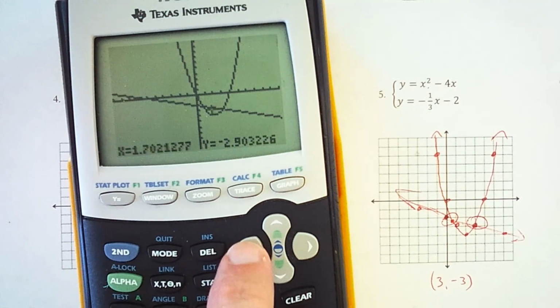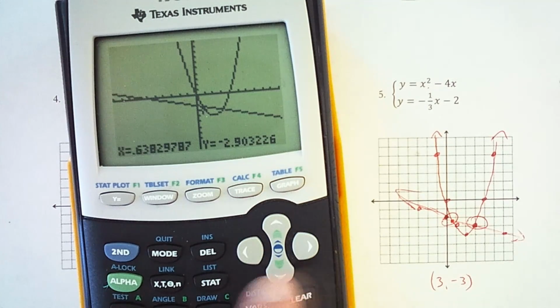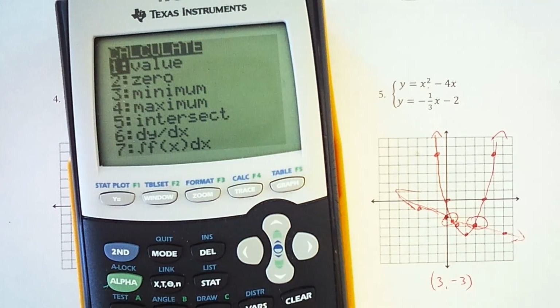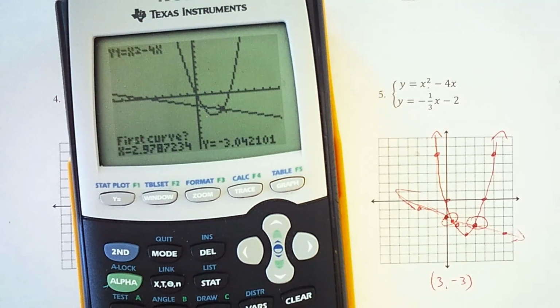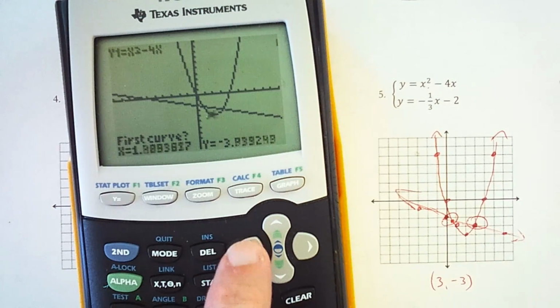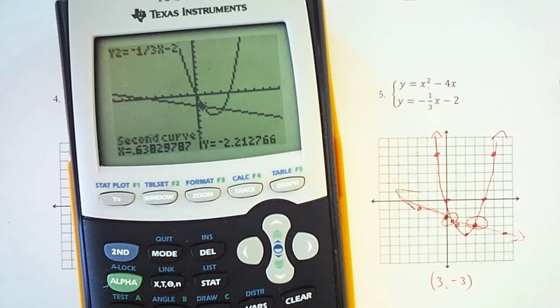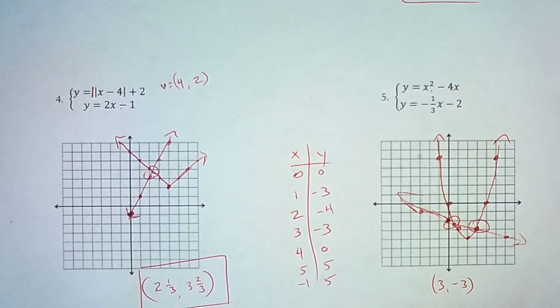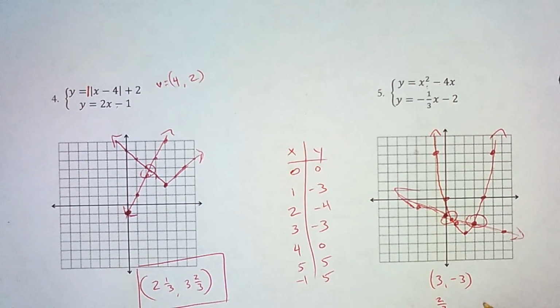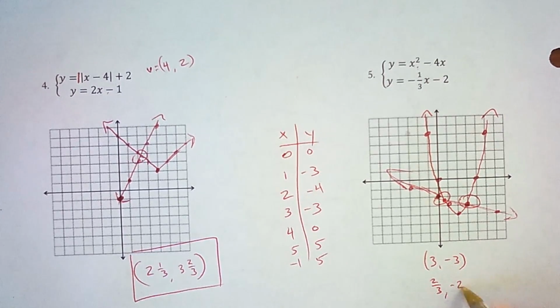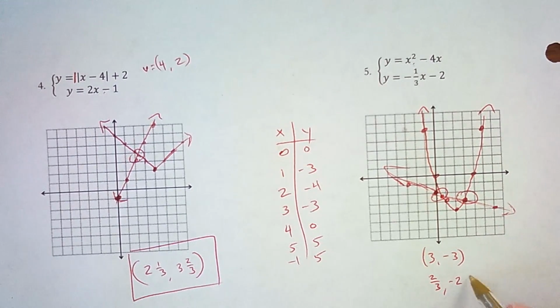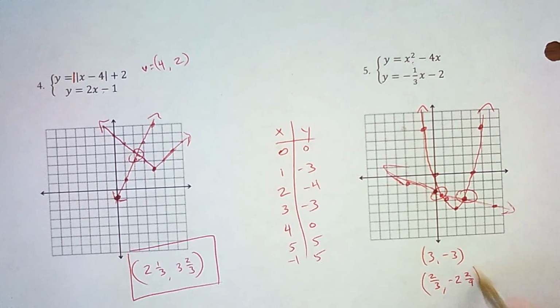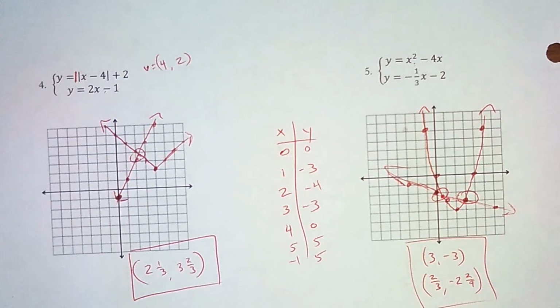So then, let's take that cursor closer to the other point of intersection. And second, calculate, and intersection. Here's where we actually need to move this over. We'll go closer to that one. Enter, enter. Now get the closest one. And there it is. 0.6 repeating, -2.2 repeating. So 0.6 repeating is 2/3. -2.2 repeating is -2 and you could put 0.2 with a bar over it. As a fraction, it's 2/9. There's -2.2 repeating. So there are the 2 points of intersection. So those are the two solutions.